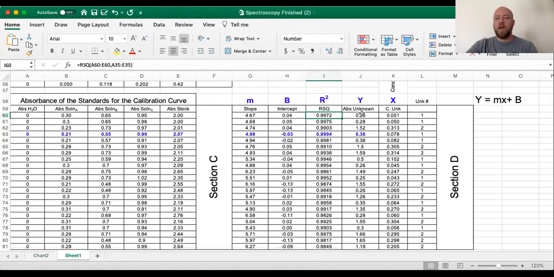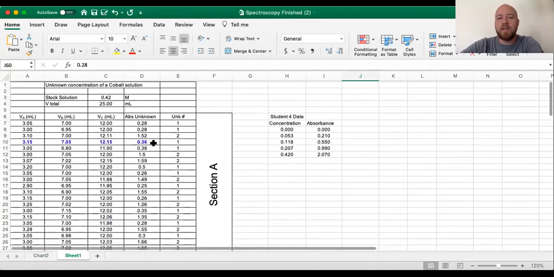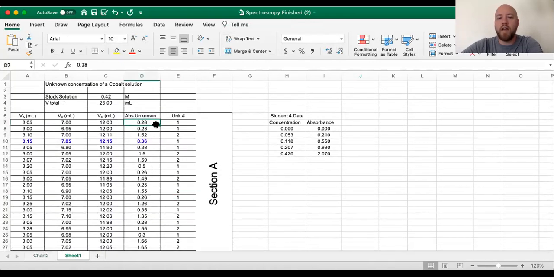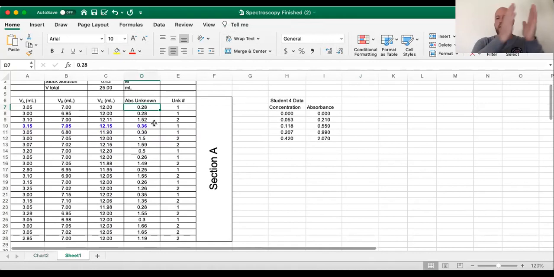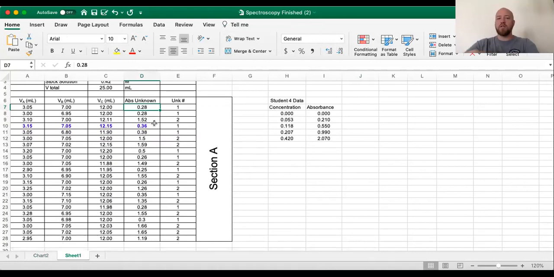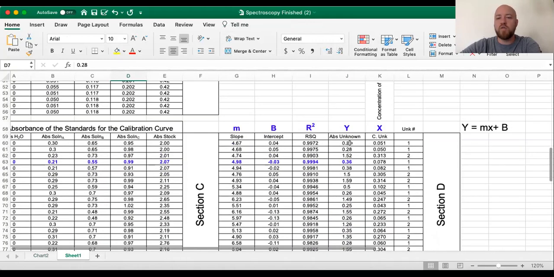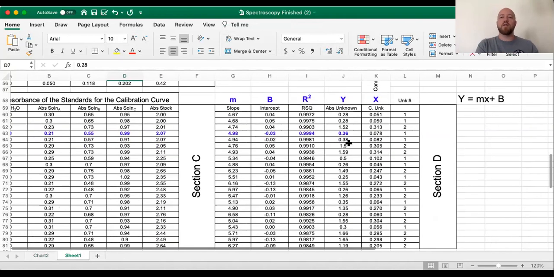And the y value here, so the absorbance of the unknown, is the same as it is up here. This is the same raw data. I just moved it down, so the data from above just moves down to the data in the bottom. So this is the same unknown and the same order. All of this stuff is in the same order. So here is the absorbance of the unknown. Just like in the physical properties lab, we would plug our unknown's value in for y. So here, this is our y value. We are plugging our unknown absorbance in for y.